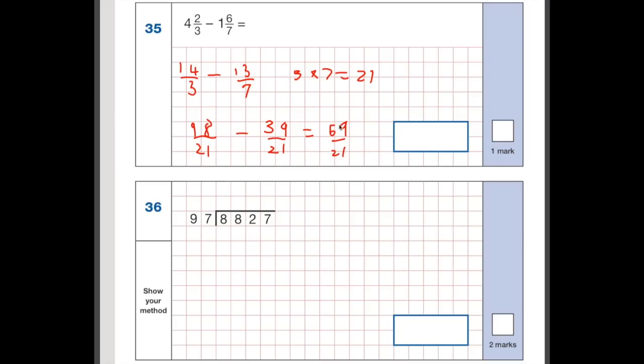And all we need to do now is simplify this. How many 21s go into 59? Well, let's do the times table. 21, 42, 63. That's too much. So we know that we can have 2 wholes in there, up to 42, and then whatever's left, which is 17 21s. So that is our answer.